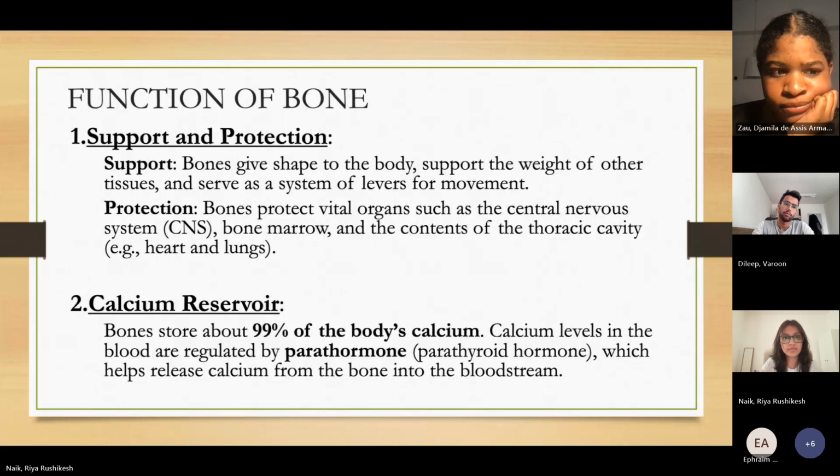Now, the basic function of bone, as everyone knows, is that it forms the basic framework of our entire body, and it also helps in protection of our internal organs, such as the thoracic cavity protecting the lungs and the heart, and the brain being protected by the skull. Another function of the bone is that it stores 99% of the body's calcium.